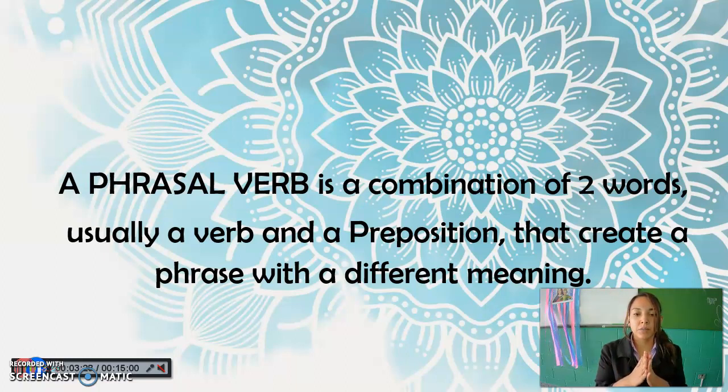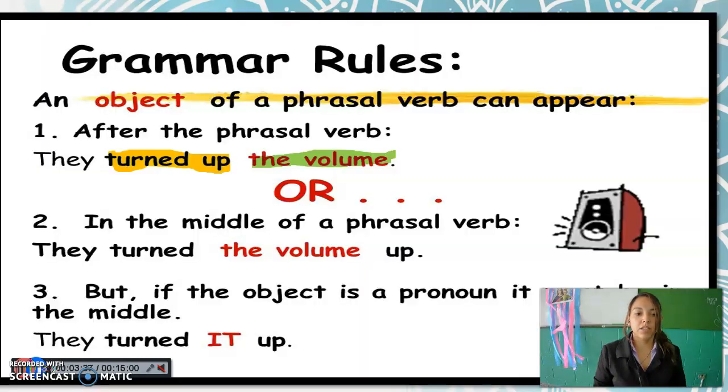Okay, and the phrasal verb is made up of the main verb and the particle. In this case, the particle is on. It is a preposition. Okay.